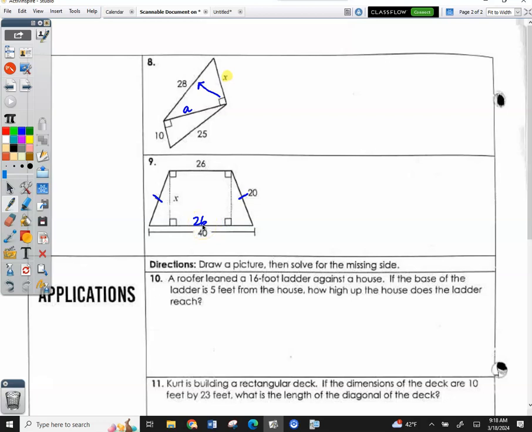How much does that leave for the remaining sides, here and here? 14. So are they each 14? No, what would they each be? 7.